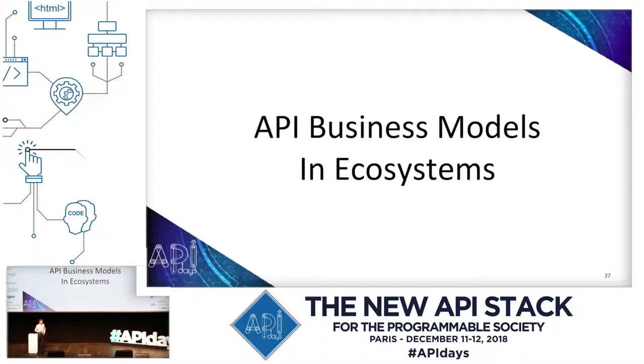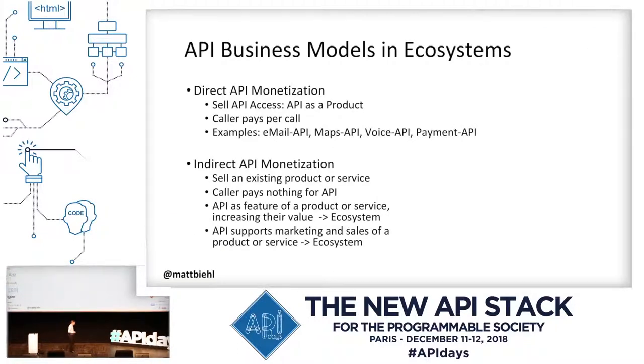So what's the business model in here? I've hinted at this before. API business models in ecosystems is very similar to general API business models. You can do direct monetization of the APIs. That's usually good for transaction-based APIs. So you sell really the API access. And there the API is the product. The caller pays per call for the API. Examples are email, map, voice, payment API.